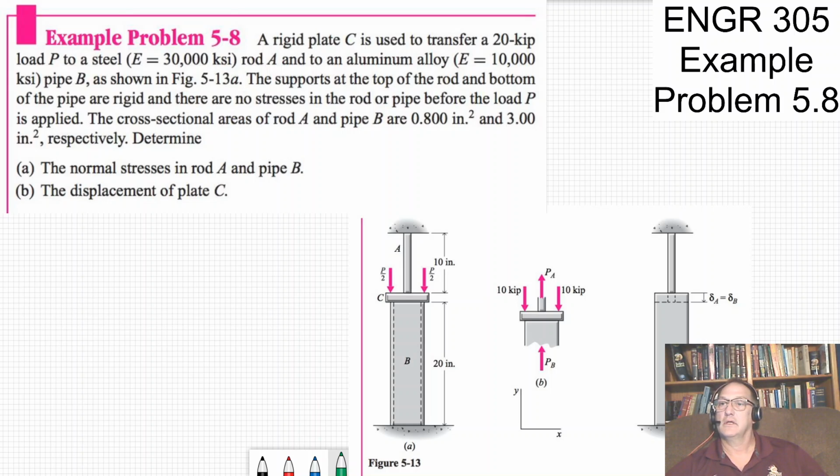Here's the figure. So I've got a steel rod A on the top, and I've got an aluminum pipe down below that. They are supporting this 20,000 pound load, which is applied to the plate C in the middle, and that C is rigid.